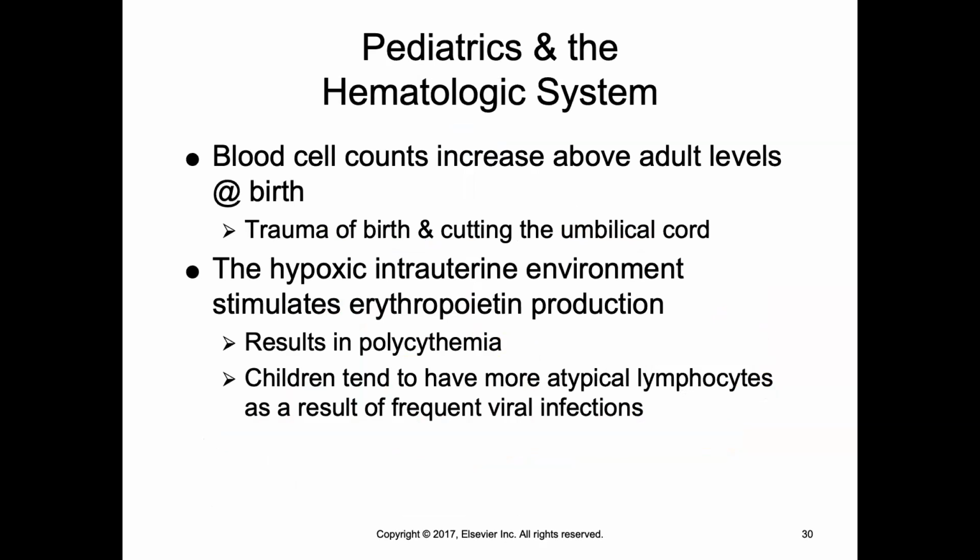Blood cell counts increase above adult levels at birth because of the trauma of birth and cutting the umbilicus. Hypoxic intrauterine environment is going to stimulate erythropoietin production, resulting in polycythemia. Okay, so here we get the definition for polycythemia. Okay, polycythemia is an elevated red blood cell count. Okay, an elevated crit.